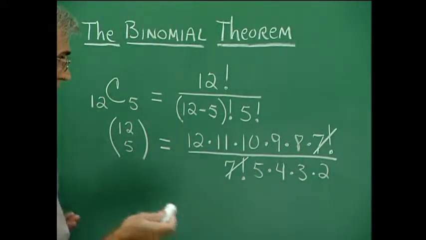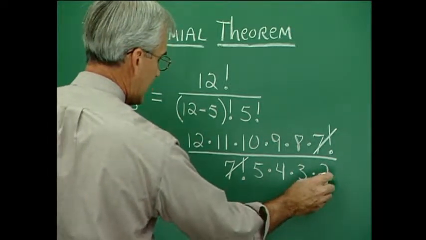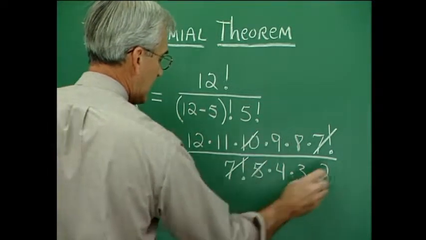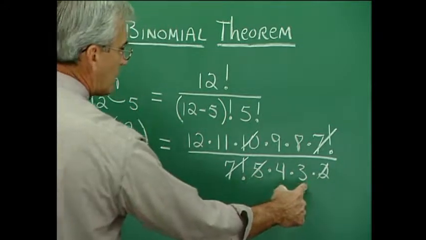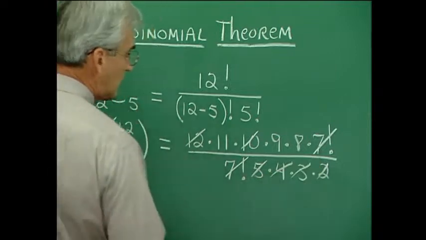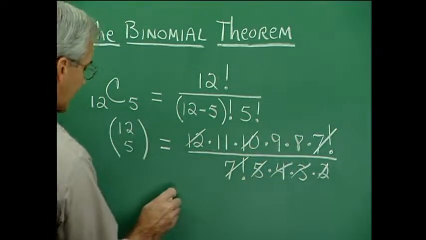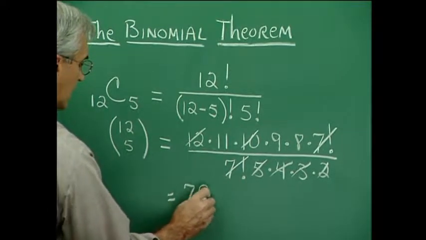And now we're looking for other cancellation opportunities. I see 5 times 2 is 10. We'll cancel with the 10 upstairs. I see 4 times 3, 12, and those factors will cancel with the 12 upstairs. So we just multiply 11 times 9 times 8, and we find the value here to be 792.